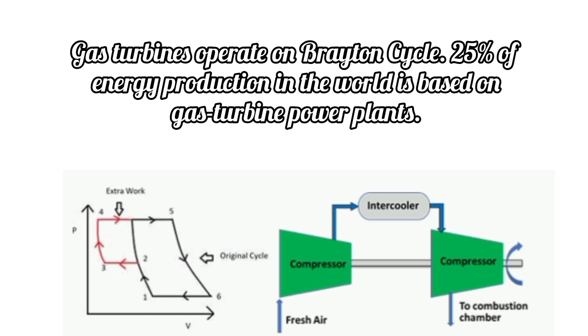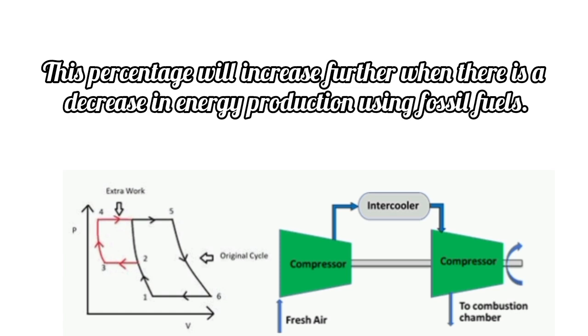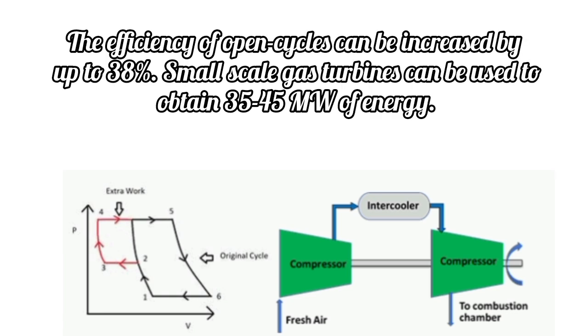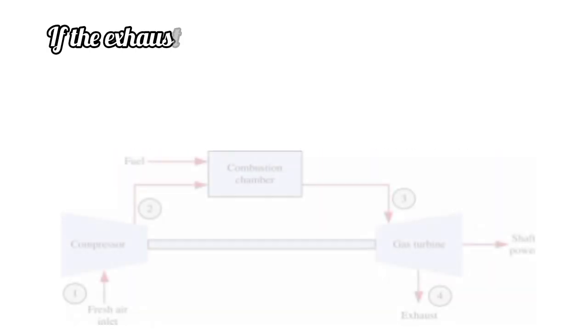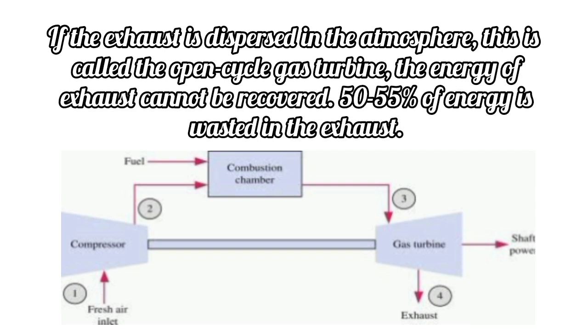25% of energy production in the world is based on gas turbine power plants. This percentage will increase further when there is a decrease in energy production using fossil fuels. The efficiency of open cycles can be increased by up to 38%. Small-scale gas turbines can be used to obtain 35 to 45 megawatts of energy. Open-cycle gas turbine. If the exhaust is dispersed in the atmosphere, this is called an open-cycle gas turbine.